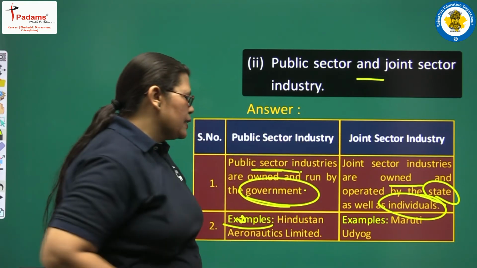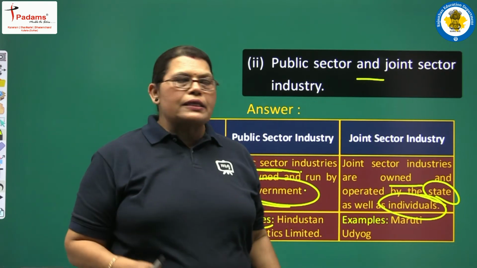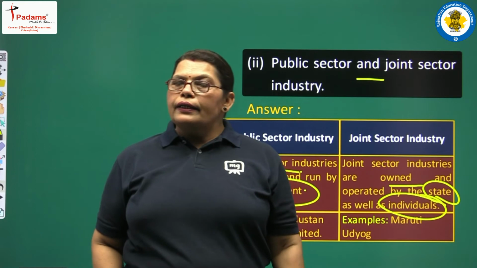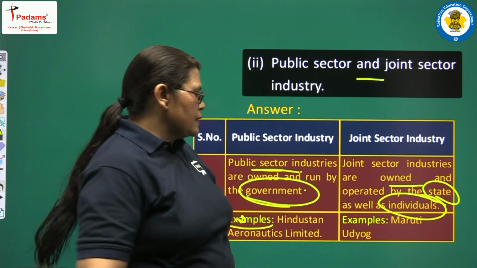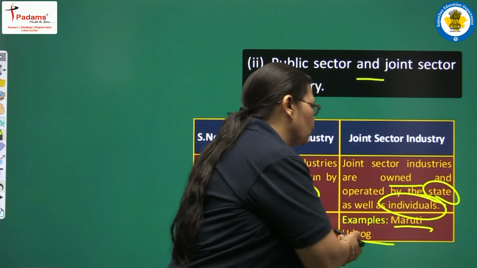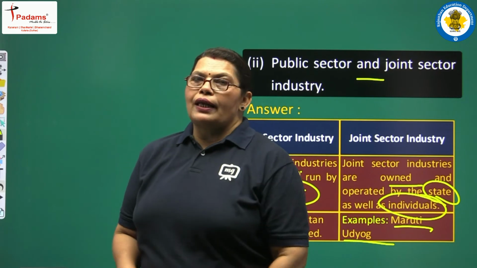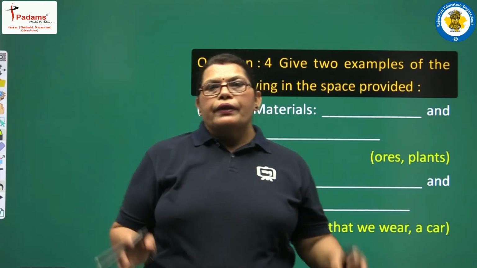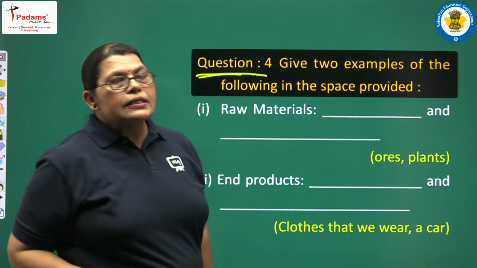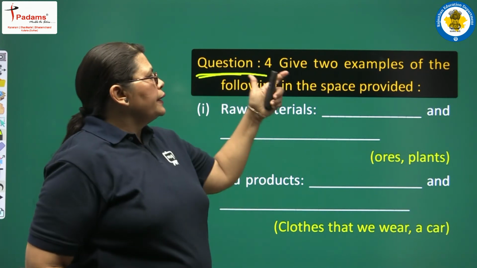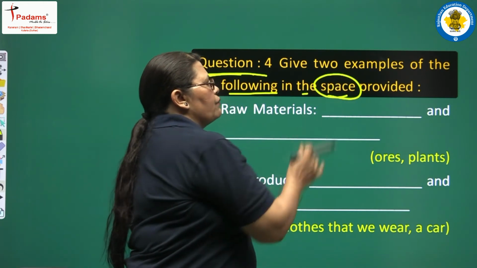When we are taking examples, then Hindustan Aeronautics Limited is the best example for the public sector industries, and when we are taking priority for the joint sector industries example, then Maruti Udyog. Maruti Udyog is operated by the state as well as individuals. Here is our last question. The last question has some examples. See, give 2 examples of the following in the space provided.